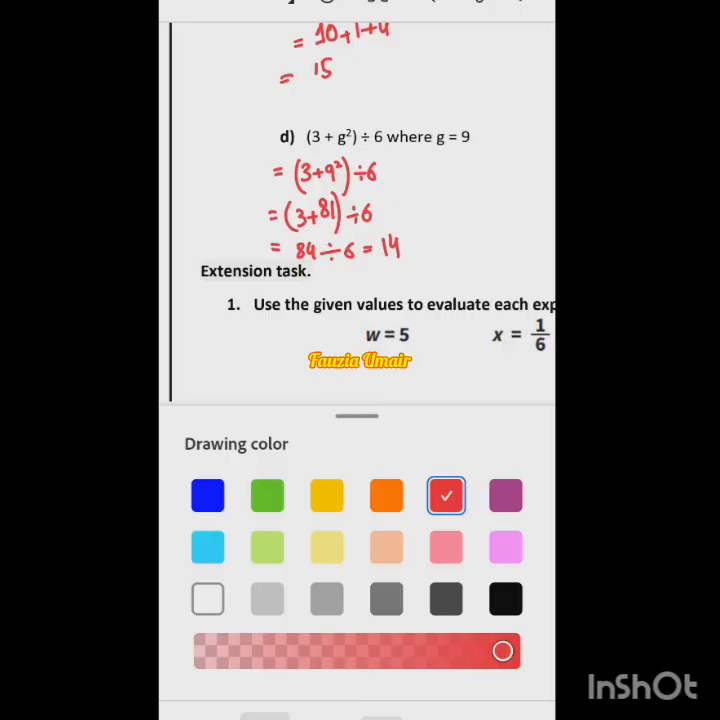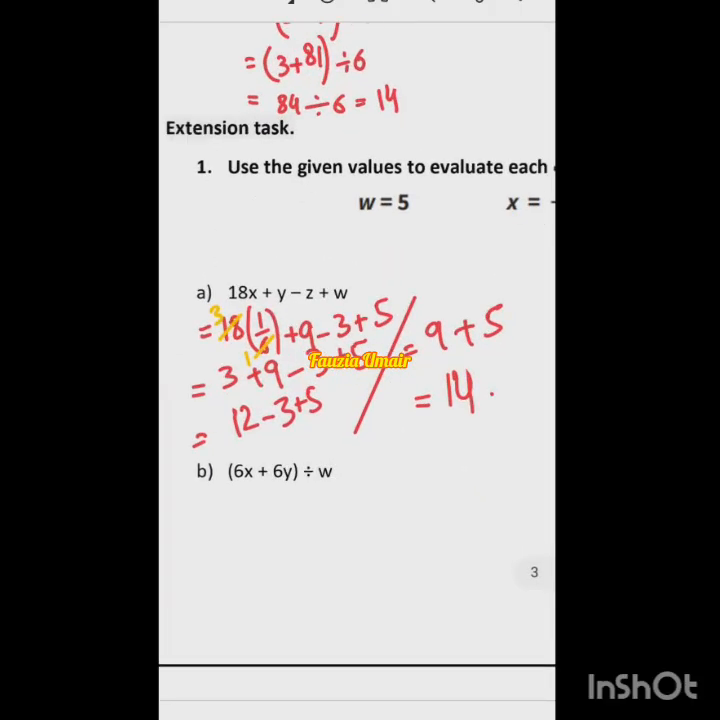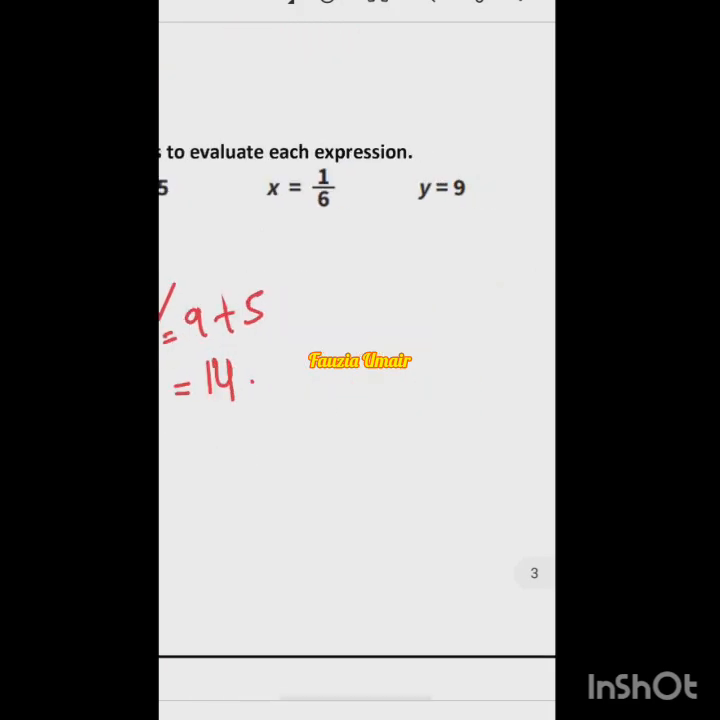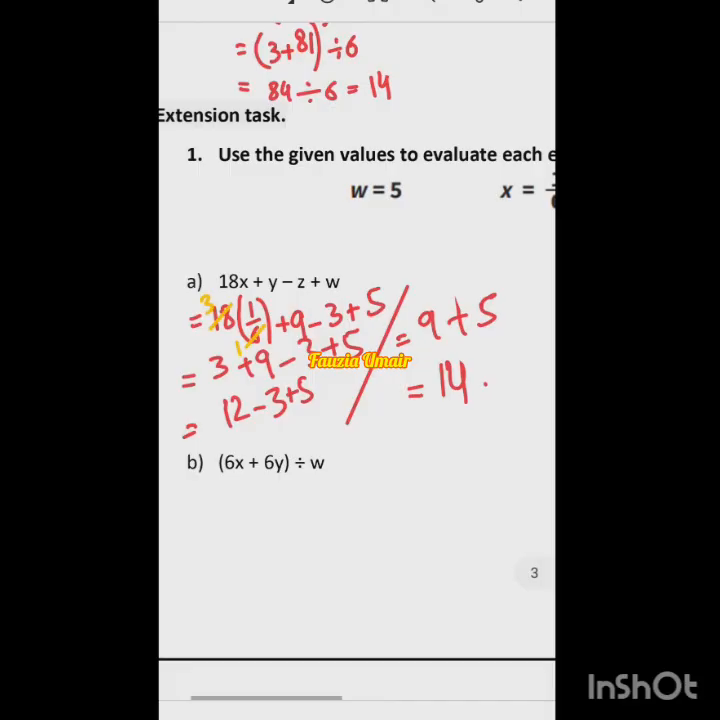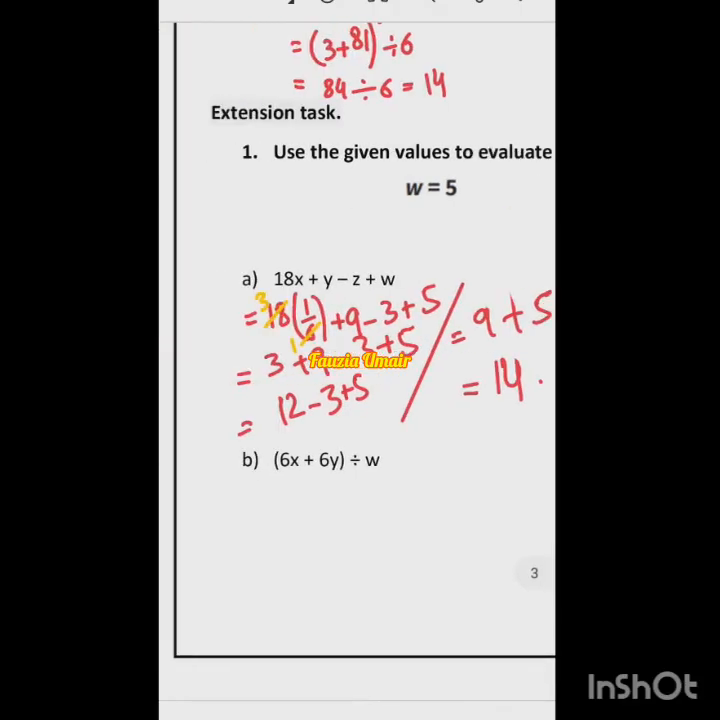So then this one, can you solve it on your own and then we can discuss it? Take 1 minute maybe. 6x plus 6y. X is 1 by 6. Y is 9. I'm writing here.